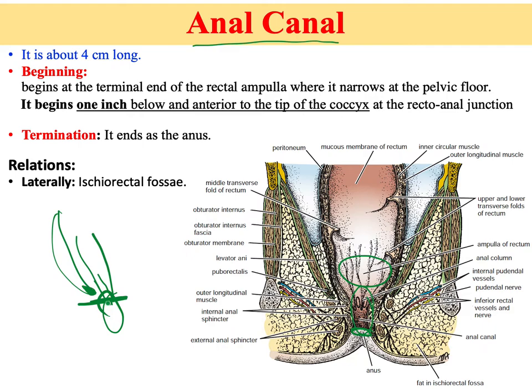That means the anal canal starts from the terminal end of the rectal ampulla, just 1 inch below and anterior to the tip of the coccyx. Indeed, we are describing the terminal end of the rectum, and that means it's the same as the beginning of the anal canal. The anal canal continues and ends, as I mentioned, at the anus here, the opening to the outside. Laterally, you have this fossa that we call the ischiorectal fossa.